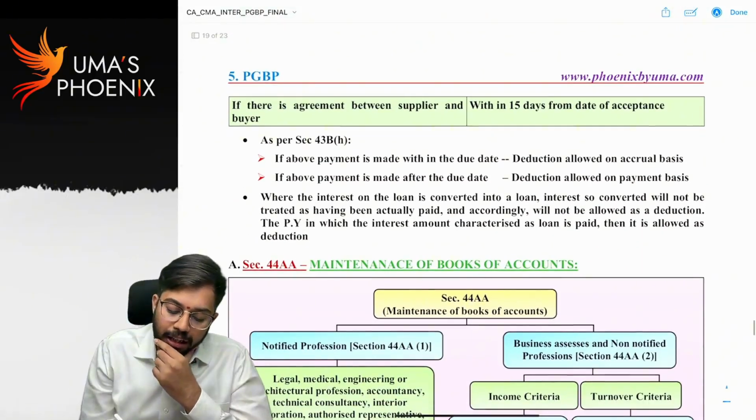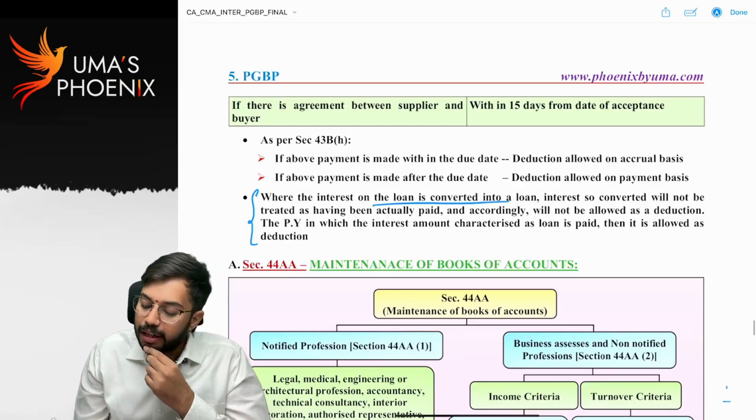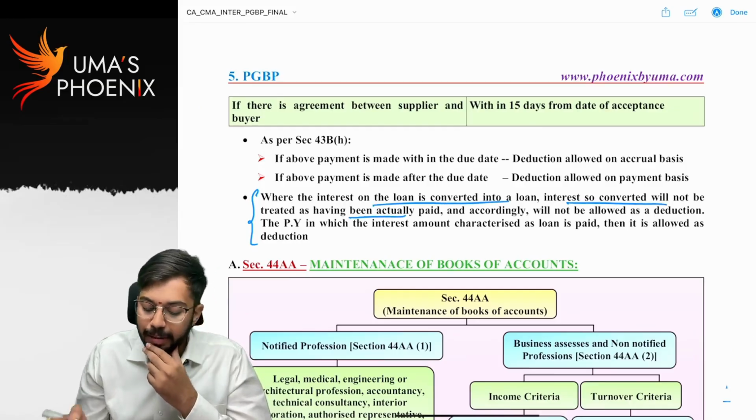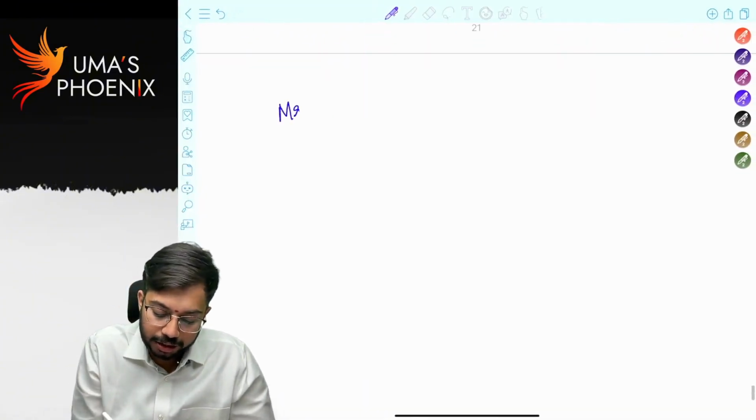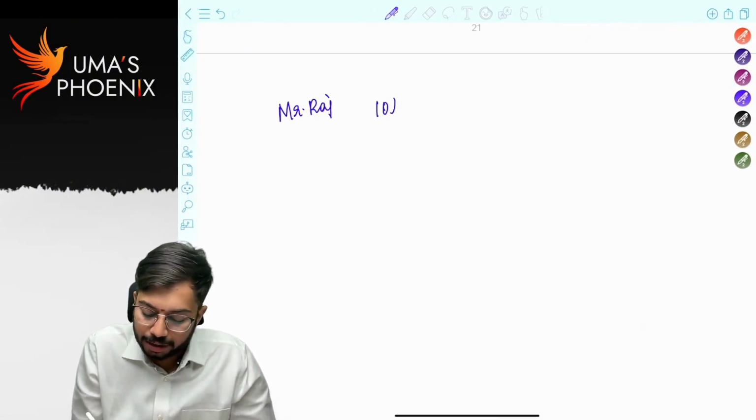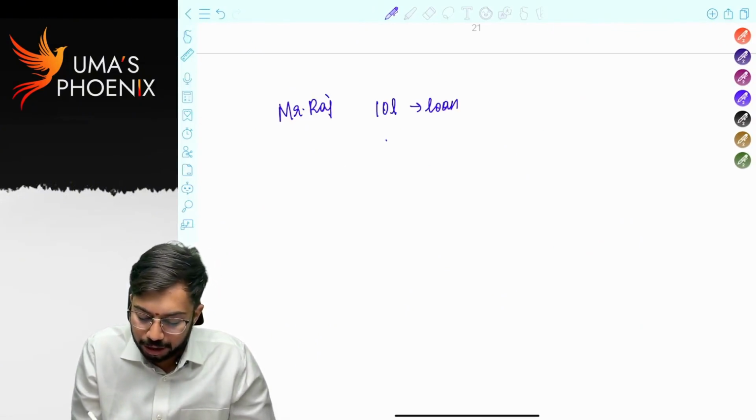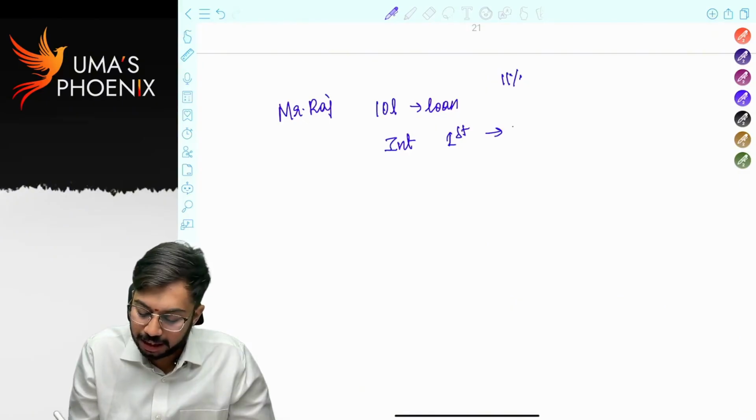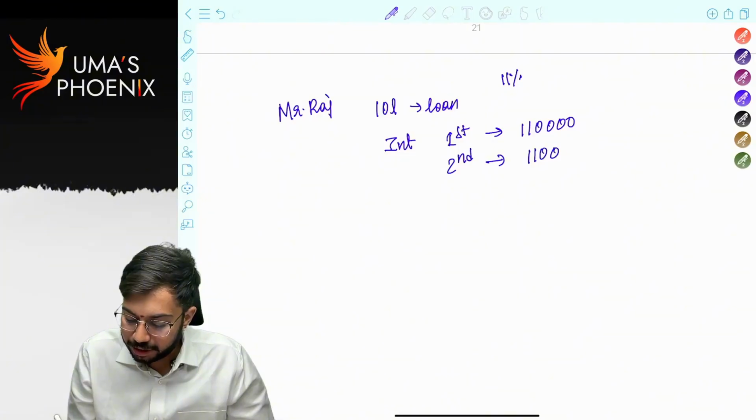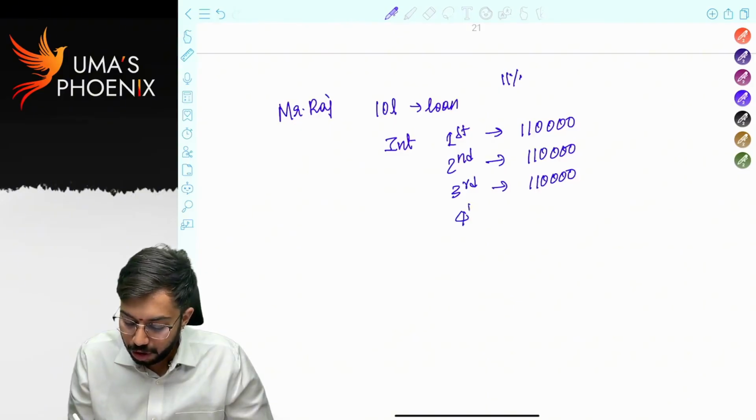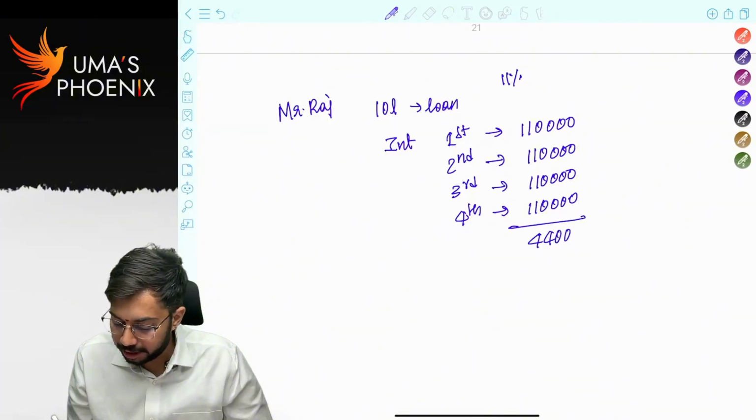Next, where interest on loan is converted into loan, interest so converted will not be treated as having been actually paid. What do you mean by this? There is Mr. Raj. He took 10 lakhs loan. On 10 lakhs loan, let's say interest first year is 11%. Interest is 1,10,000. Second year, 1,10,000. Third year, 1,10,000. Fourth year, 1,10,000. So total 4,40,000.